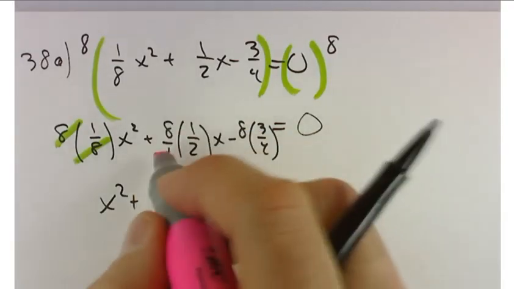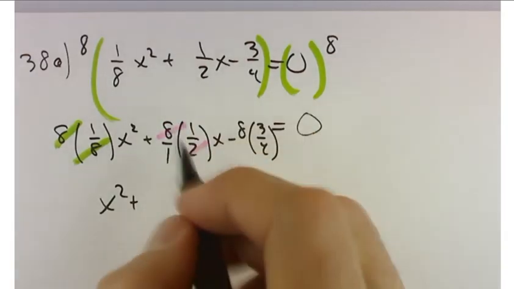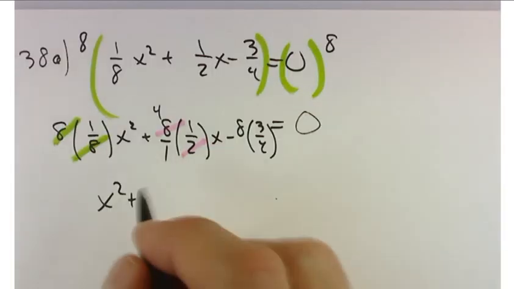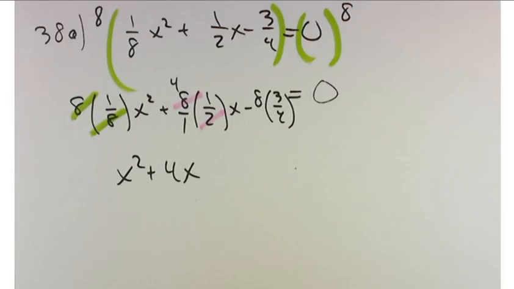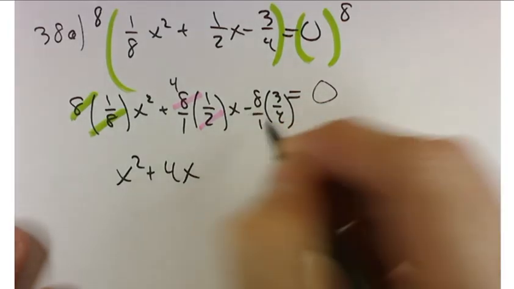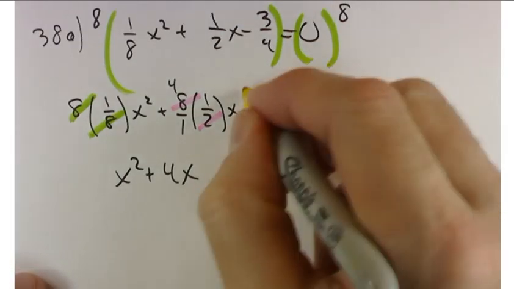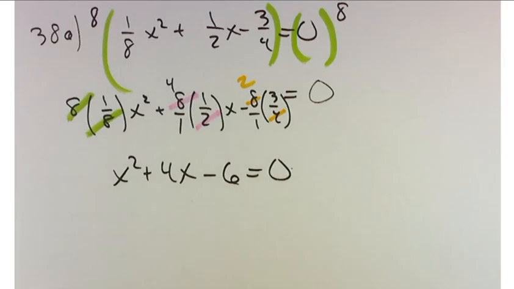Let's see, I'll put this as 8 over 1. I want to keep track of where the 8 is. 2 goes into 8 4 times, so it'd be a 4x. And we've got to do likewise with the last one. Good, minus 6 for the last one. So again, some cancellation. 4 goes into 8 twice. 2 times 3 is 6. So minus 6 equals 0.